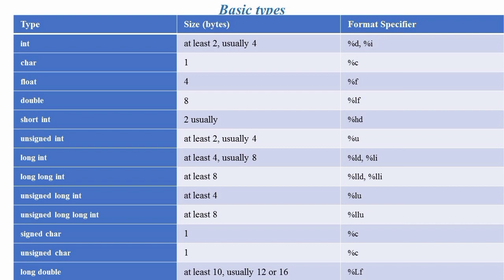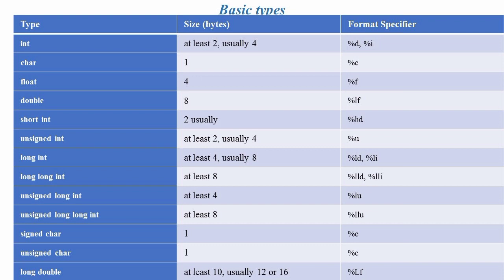For unsigned int, the size is at least 2 bytes, usually 4 bytes. Format specifier %u. And for long int, the size is at least 4 bytes, usually 8. The format specifier used for long int is %ld, %li. And for long long int data type, the size is at least 8 bytes. Format specifier %lld or %lli. And for unsigned long int, the size is at least 4 bytes, and the format specifier is %lu.